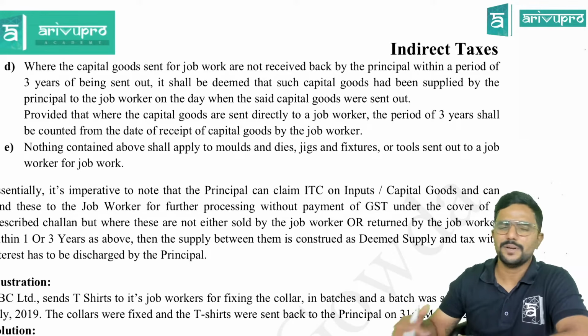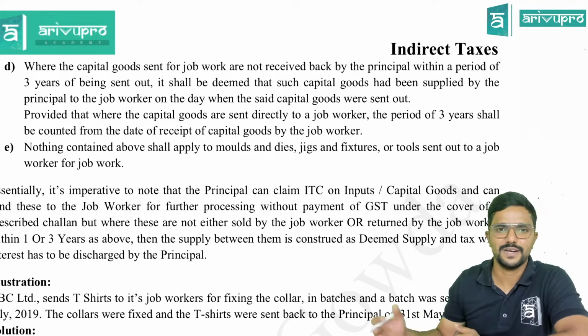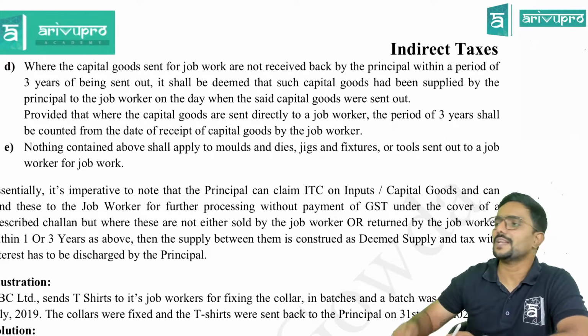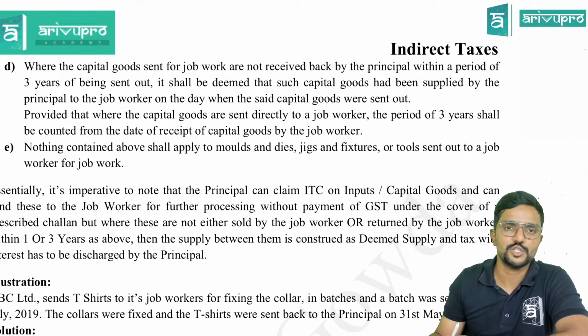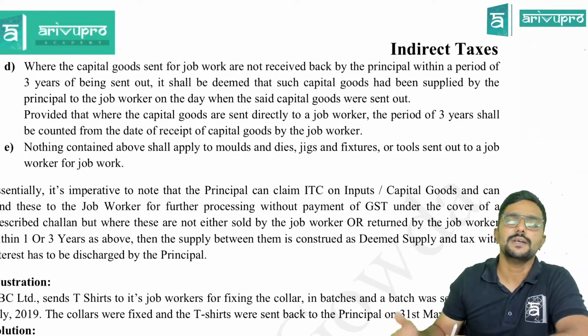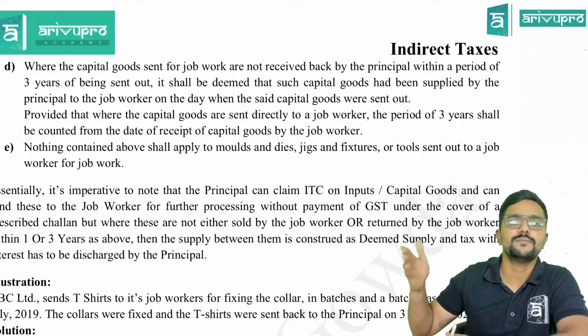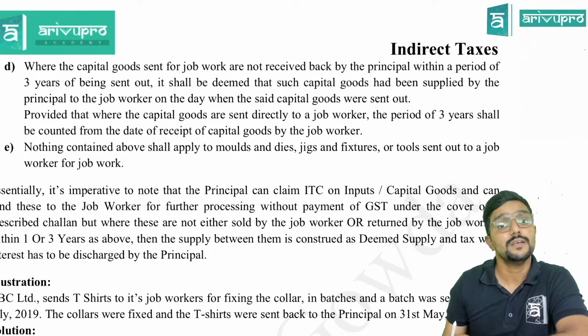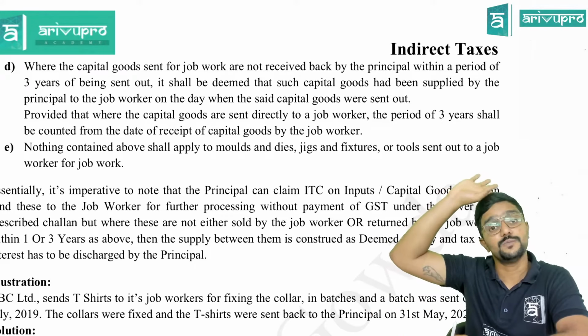Normally, capital goods will not be supplied to customers. Agree? So within 3 years, the principal has to take back that capital goods from the job worker. If it is not taken, then it will be deemed to be supplied from principal to job worker when it was originally sent out. That is before 3 years.